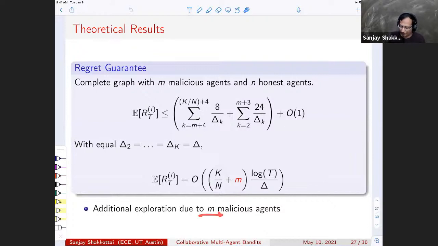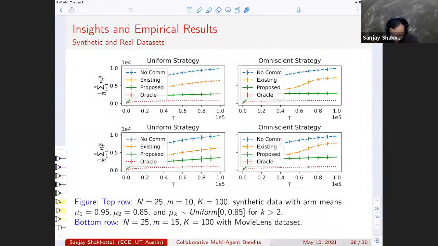So there is additional exploration due to M agents. And so this block list will work if there are not too many bad players in the system, then this kind of blocking seems to be effective in controlling things. And indeed, you can look at some plots to see how these kinds of things look. If you have an oracle, meaning that gives a very low regret, and no communication, don't trust anybody, that's a regret. And with what we have proposed, this blocking, you do see that there's significant improvement. You can still manage. I think in this case, there were 10 malicious agents, 25 total number of agents, 100 arms in this setting.